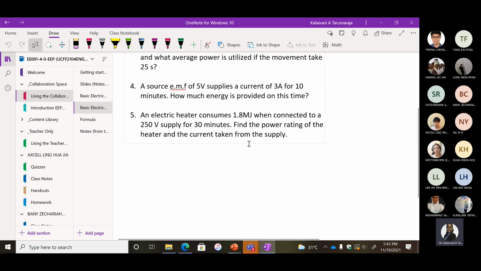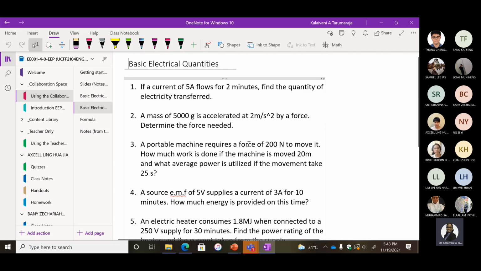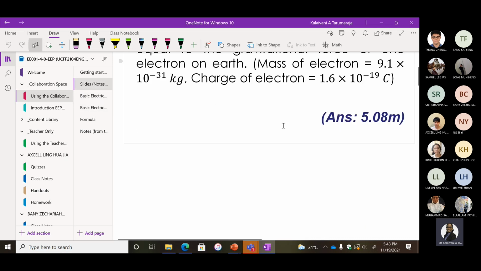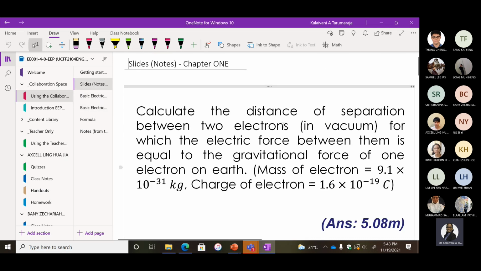Okay, I'm not sure whether you're able to do that or not, but I want you to try first. Try first to do this one. So you have two tasks. One is the slide notes, which means the one we have from your notes, from your slides.